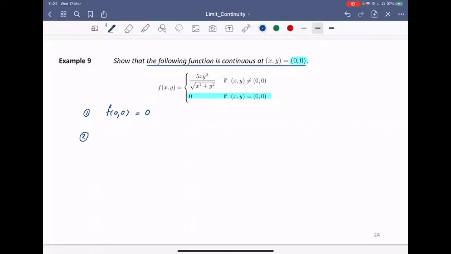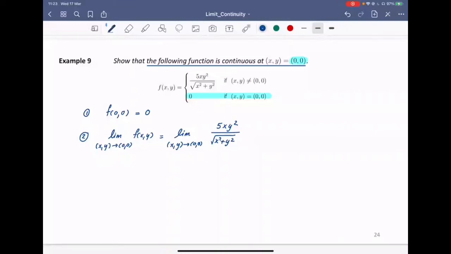So number 2, you need the limit of f(x, y) as (x, y) goes to (0, 0). Here we go. This is not easy, right? Because you need the limit as (x, y) goes to (0, 0) of 5xy squared over the square root of x squared plus y squared. Well, we have to go back to the squeeze theorem to solve this, right? You can try picking lines, like x equal to 0, y equal to 0, and so on. And you still get 0 along those lines.